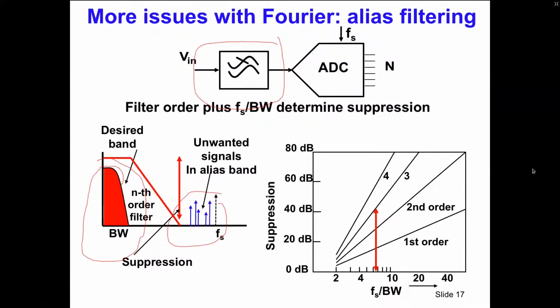And I need a certain amount of suppression, and there are only 2 ways to improve that suppression. The first way is to improve the order of the filter. And the second way is to create more distance between the bandwidth and the sample rate, or better said, I must move the sample rate in the higher direction. And that means that this is a very, very unpleasant boundary condition in this field.